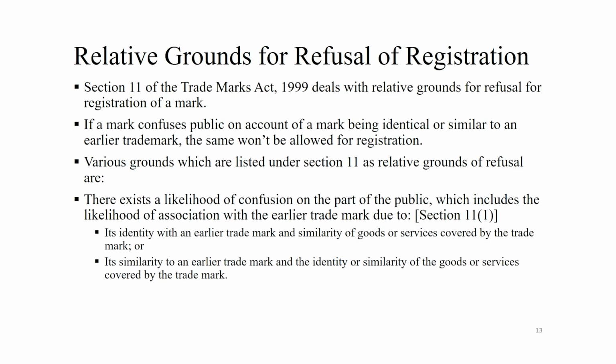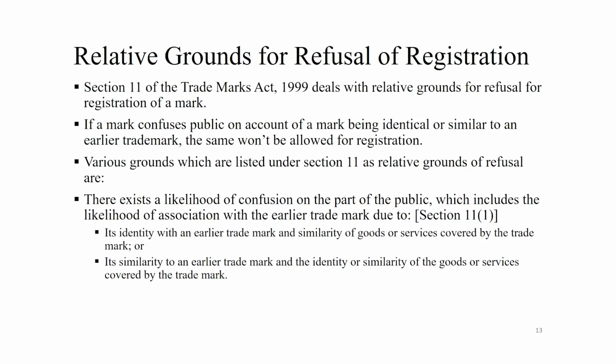That's all in section 9, which talks about absolute grounds for refusal of registration. I already mentioned that these absolute grounds of refusal are because of something inherently lacking in the mark, whereas section 11, which talks about relative grounds for refusal of registration, is there not because the mark inherently lacks something. It is not that the mark is a generic word.